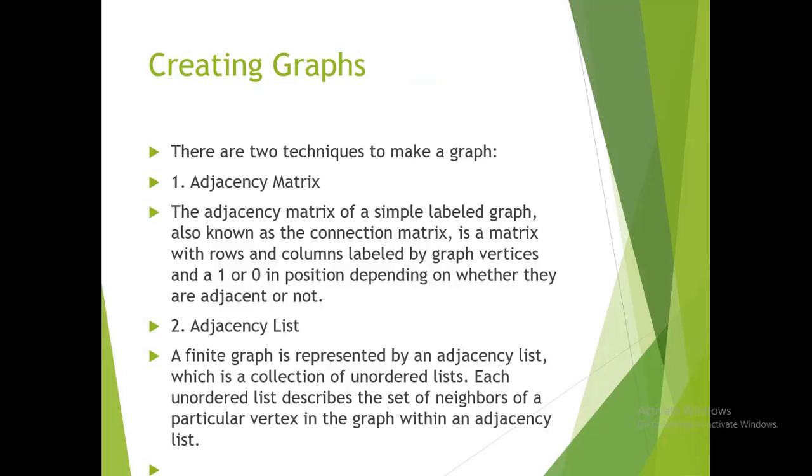The adjacency matrix of a simple labeled graph, also known as a connection matrix, is a matrix with rows and columns labeled by graph vertices and a 1 or 0 in each position depending on whether they are adjacent or not. Second, adjacency list. A finite graph is represented by an adjacency list, which is a collection of unordered lists. Each unordered list describes the set of neighbors of a particular vertex in the graph.